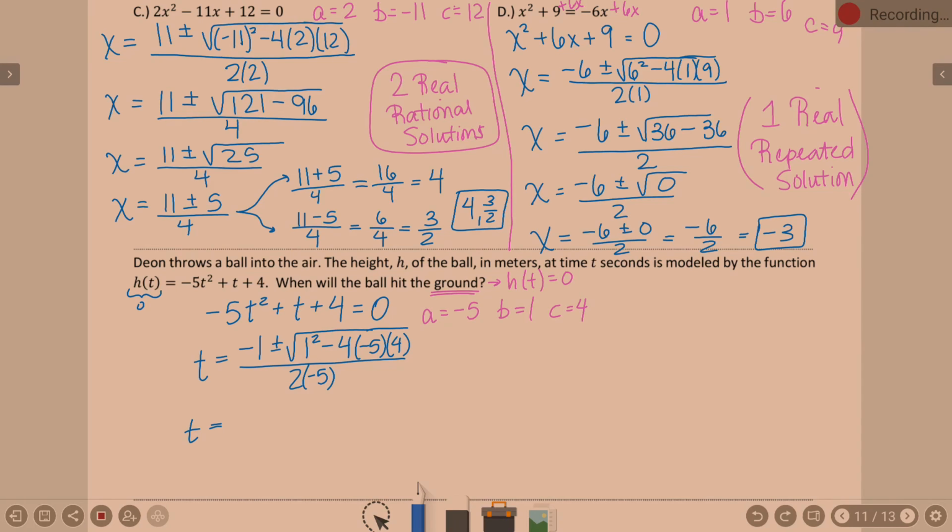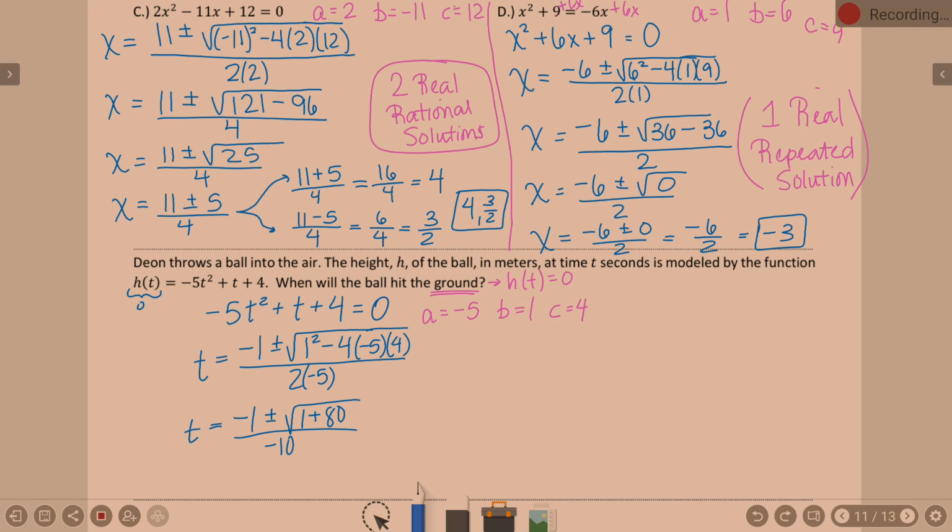Negative 1 plus or minus, what is 1 squared? 1. Minus 4 times minus 5 times positive 4. 80? Is that what you said? Positive. Yep. Minus times minus is going to make it plus. It is going to be 80, all over negative 10.